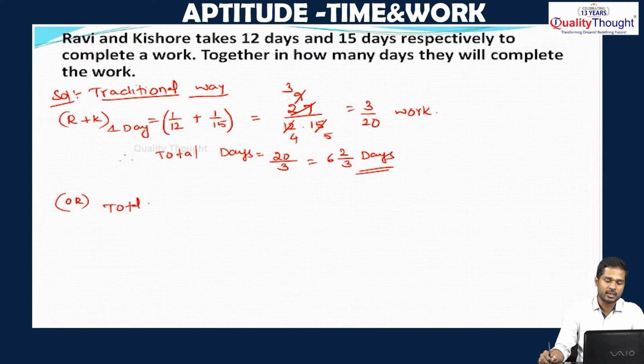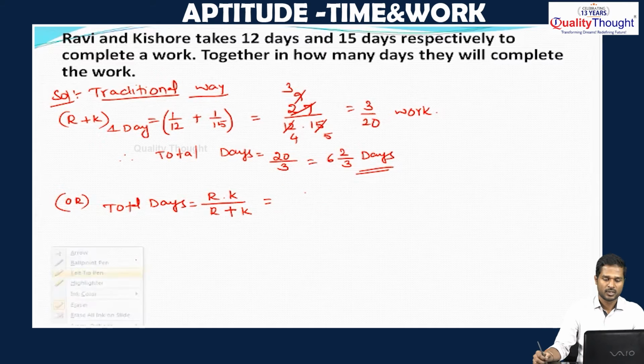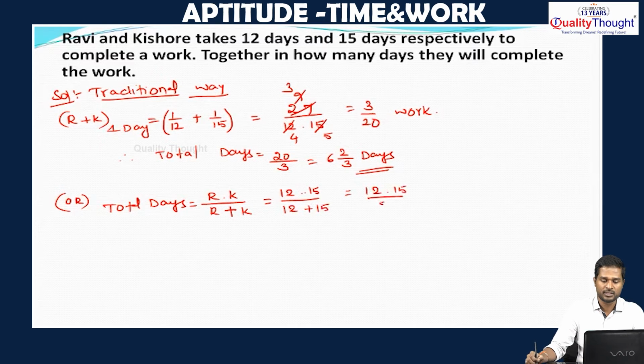The total days is A into B by A plus B, that means Ravi into Kishore by Ravi plus Kishore. So that means days taken by Ravi into days taken by Kishore. On top you multiply them and in the denominator you add them. So it is 12 into 15 by 12 plus 15, which is 27.